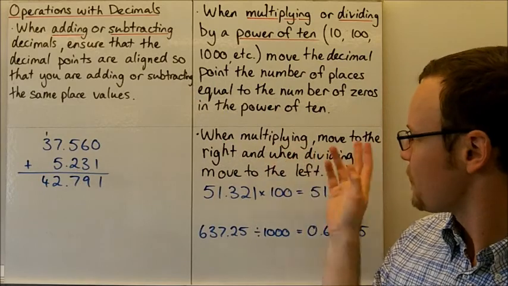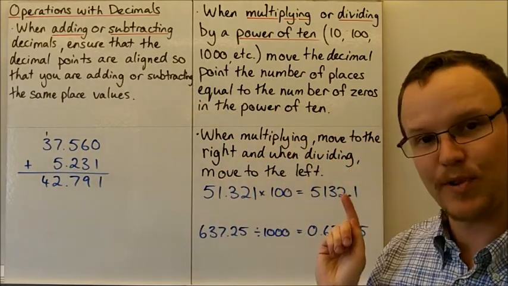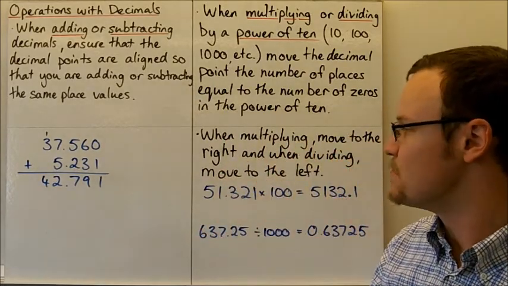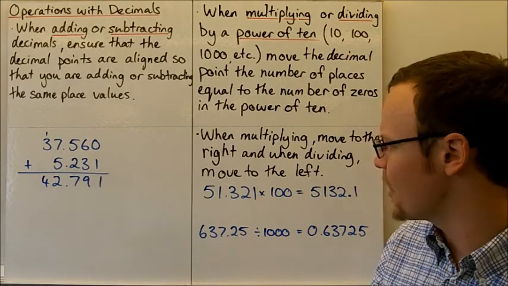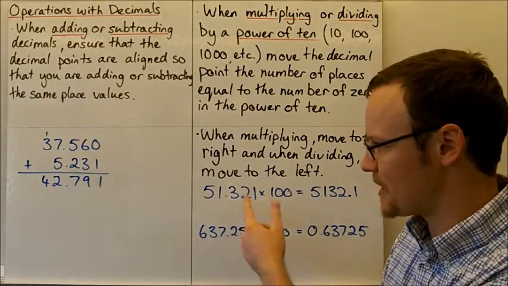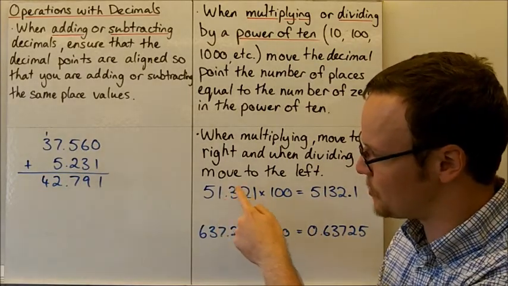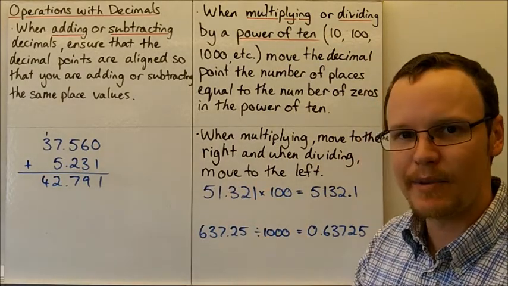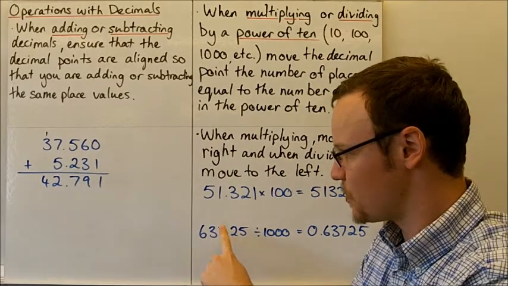When multiplying, we move the decimal point to the right, and when dividing, we move to the left. We can easily check because when multiplying, we're going to get a bigger number, so we need to move the decimal point to the right. And dividing, we're getting a smaller number, so we need to move the decimal point to the left.